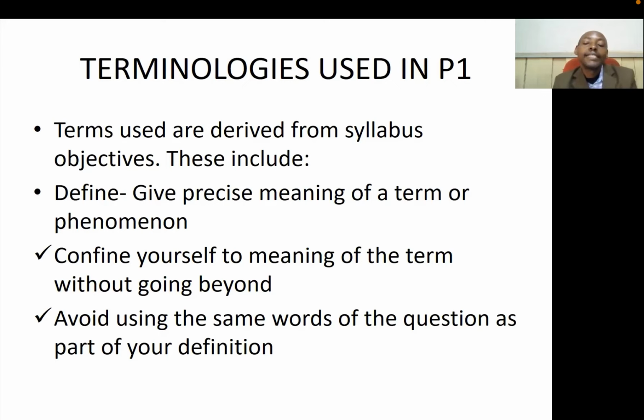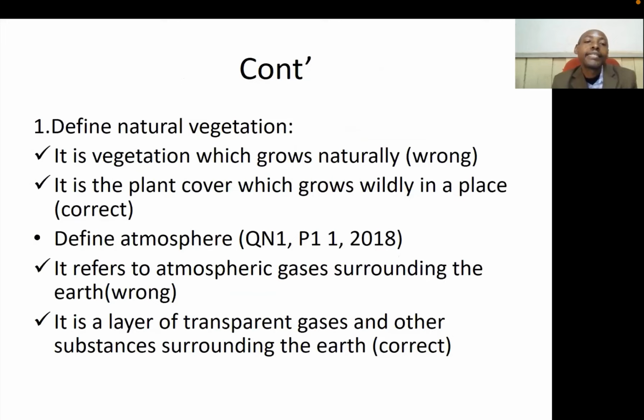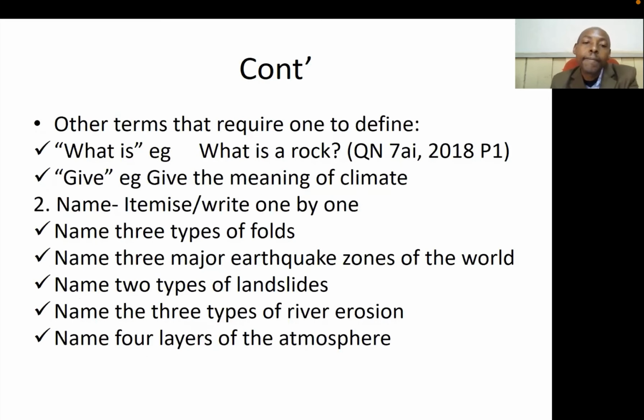For instance, if you are asked to define natural vegetation, it is wrong to say that this is a vegetation which grows naturally. The correct answer should be, it is a plant cover which grows widely in a place. Another question in 2018, paper 1, question 1, define the atmosphere. It is wrong to say it refers to the atmospheric gases surrounding the Earth. The correct answer is it is a layer of transparent gases and other substances surrounding the Earth.